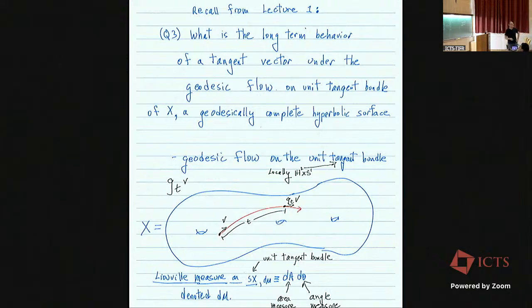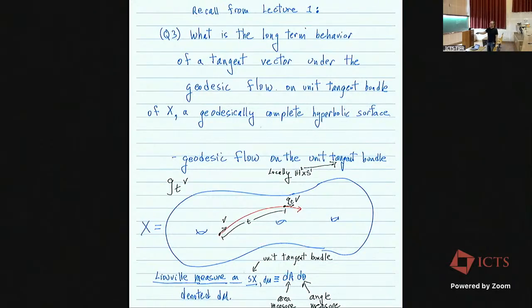Okay, back to the geodesic flow. So remember question 3, what's the long-term behavior of a tangent vector under the geodesic flow? Right, so again, here's the geodesic flow. You start on a hyperbolic surface, you have this metric, you have a vector, it's a flow on the unit tangent bundle, so you start with a vector that determines the geodesic, and flowing for time t means you go along here for time t, and you pick up that tangent vector to that geodesic, the unique geodesic that started at V, that was tangent to V.